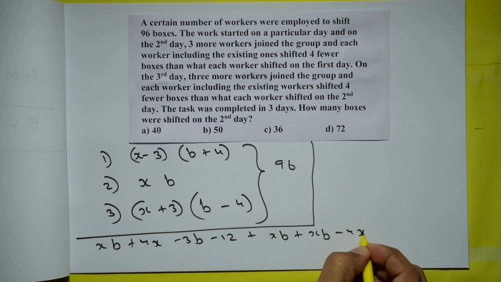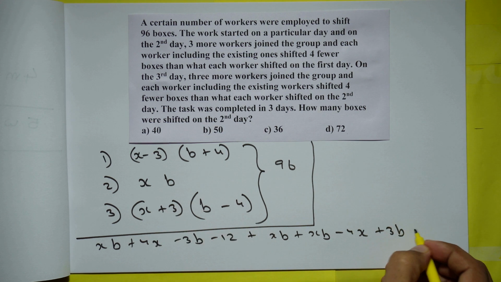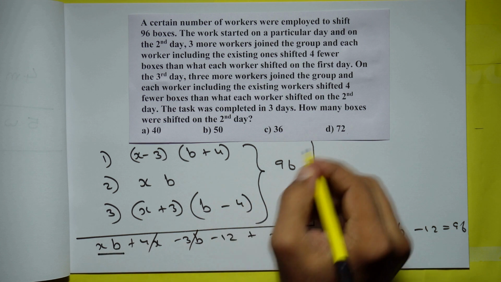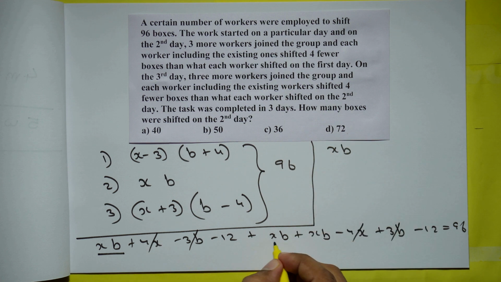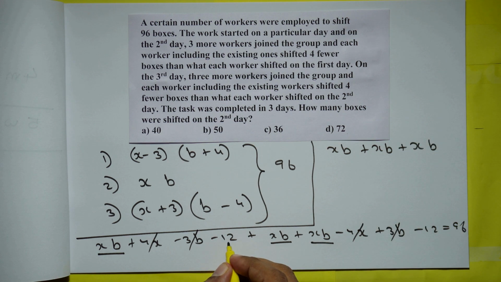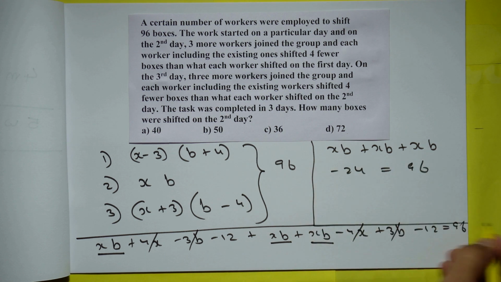minus 4X plus 3B minus 12, and that total is equal to 96. So here you have a plus 4X and here you have minus 4X, that will cancel out. Here you have minus 3B and plus 3B, that will cancel out. So remaining what we have is XB, plus another XB, plus another XB. Then you have minus 12 and minus 12. So there will be minus 24, and that total is equal to 96.